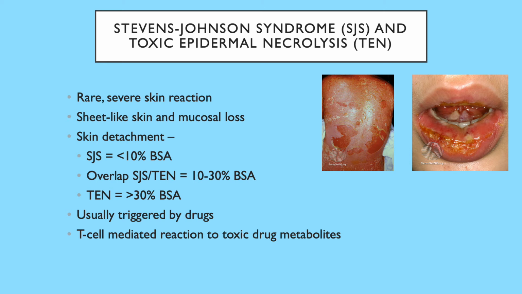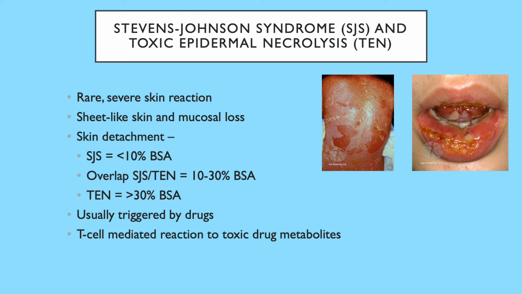Stevens-Johnson syndrome and toxic epidermal necrolysis are variants of the same condition. They are rare, severe, potentially life-threatening skin reactions characterised by sheet-like skin and mucosal loss. SJS and TEN are differentiated by the degree of skin and mucous membrane involvement. SJS is defined as skin detachment of less than 10% of the total body surface area. SJS-TEN overlap is 10 to 30%, and TEN is more than 30%.